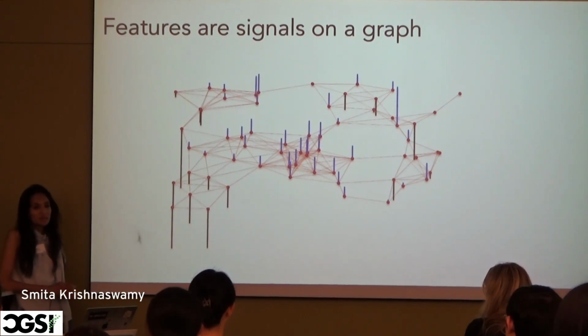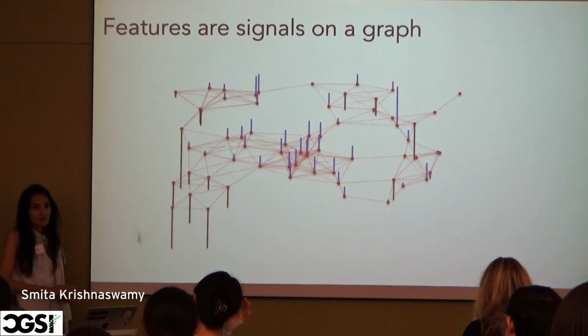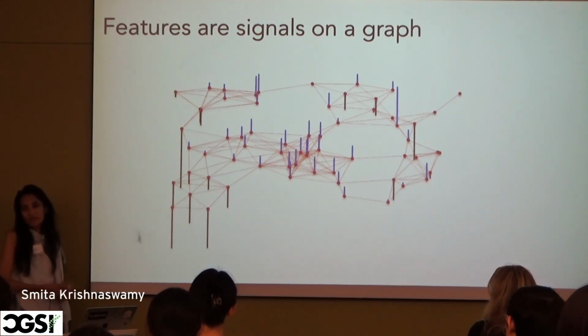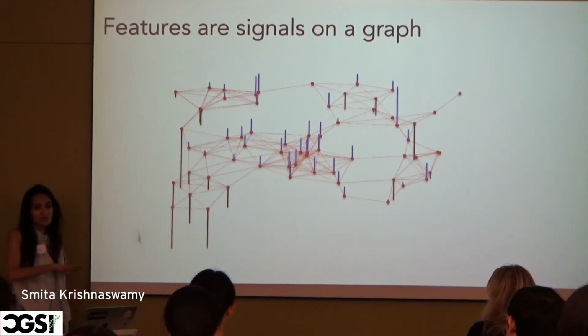So I'm going to talk about thinking about graphs and features as signals on the graphs a little bit further than what some of these methods think of. Some of the methods just create the graph and then they partition the graph, which is like Louvain. But I'm really going to talk about how you can use the graph as a substrate for gene signals that lie on the graph.